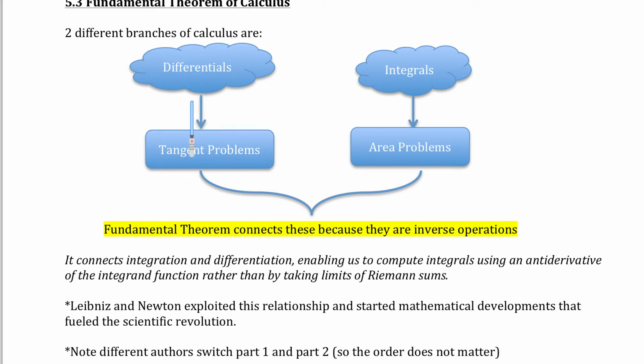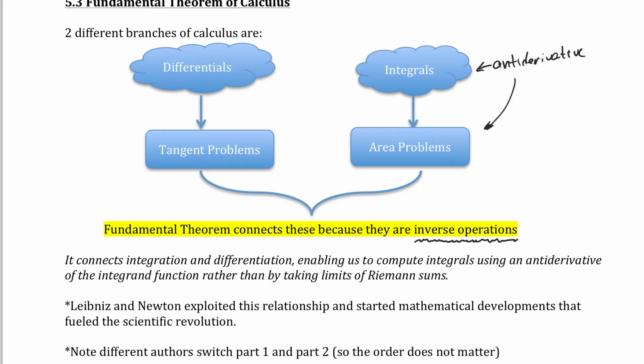But now we're going to shift gears and do the opposite. We're going to undo the derivative. So the second branch in calculus is the integral, and this is the antiderivative. This is how we're going to do the area problems. The fundamental theorem of calculus connects these two, and this is why I told you we were going to undo it. They are inverse operations. You take the derivative, you undo it by taking the integral. You have the integral, you undo it by taking the derivative. They are inverse operations of each other.